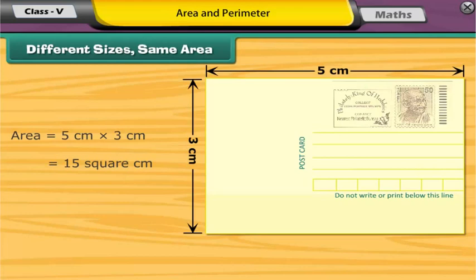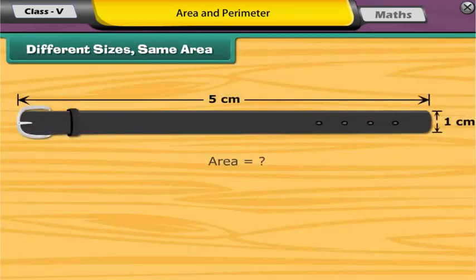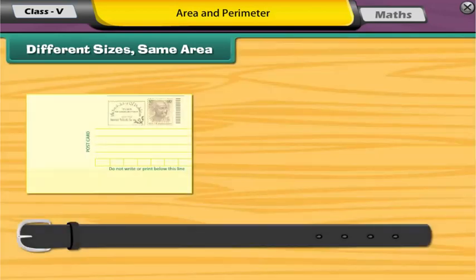Look at this postcard. Its area is equal to 15 square centimeters. What about the area of this belt? It is also 15 square centimeters. Both postcard and belt are of same area, but their sizes are different. What about their perimeters? Do both have same perimeters? Let us find out.